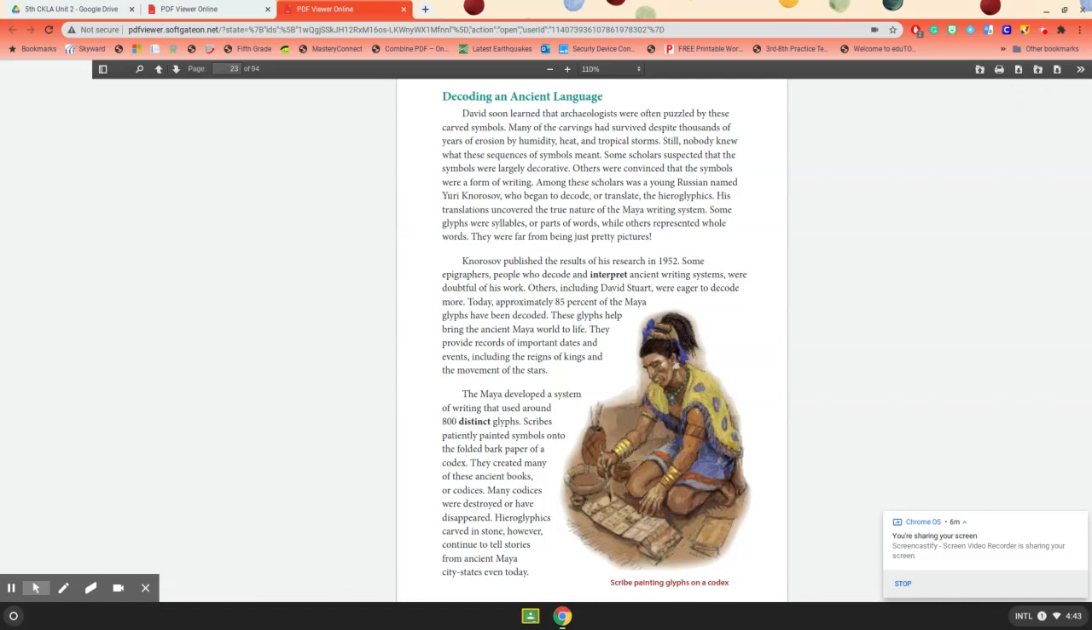Now, it's set up here, a codex. A codex is an ancient book of the folded bark paper. That's what a codex is.